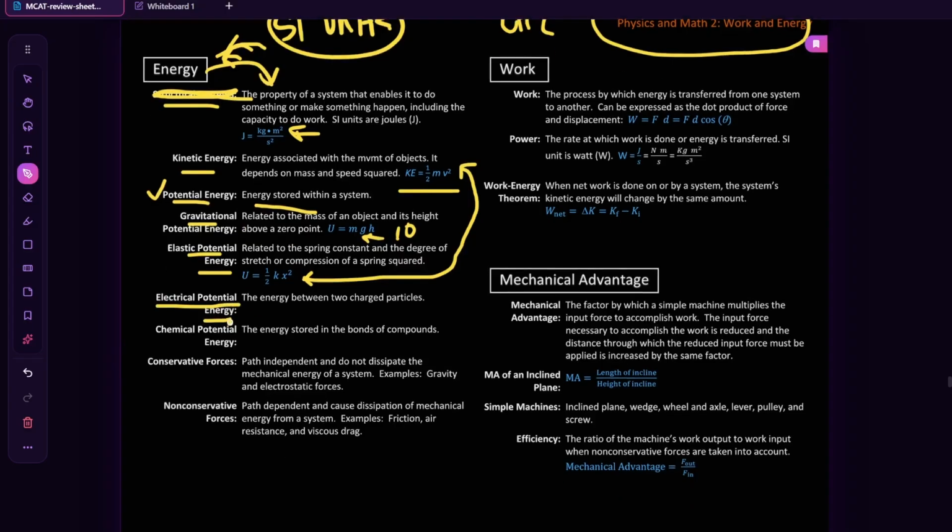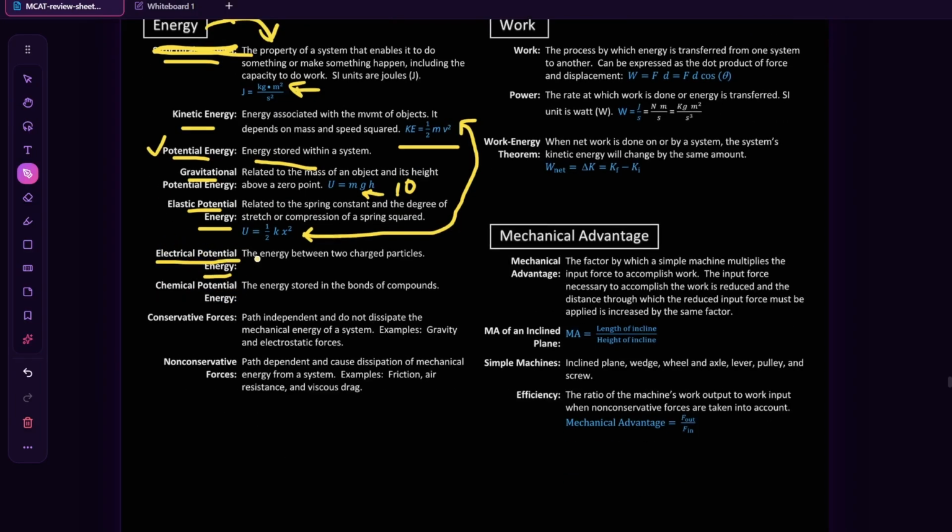Electrical potential energy is also potential energy, but it's electrical. So it's the energy between two charged particles. It's under the underlying idea of gravitational potential energy too, but it's made for electrical charges. Electrical charges can be pulling or pushing on each other instead of like masses. So this is about electrical charges.